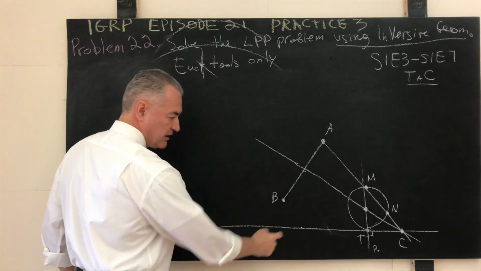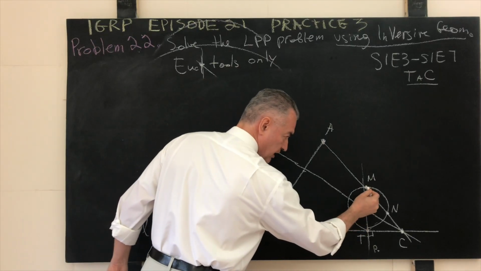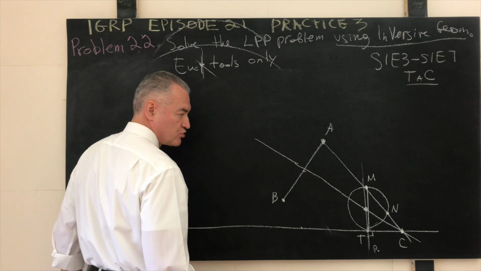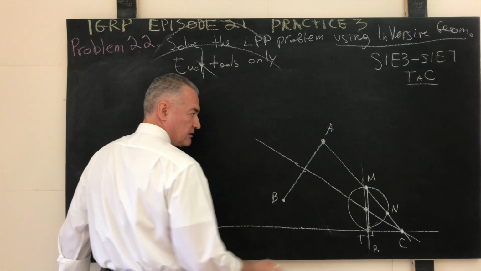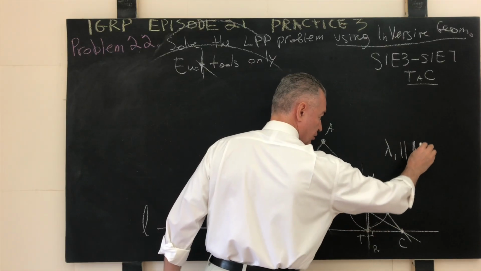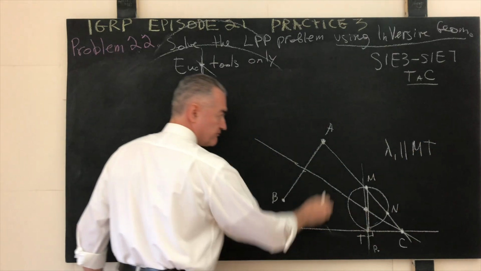So how do we locate the tangency point? Well, draw a straight line MT like this, and then draw a straight line, let's say lambda 1, that is parallel to MT, like this.